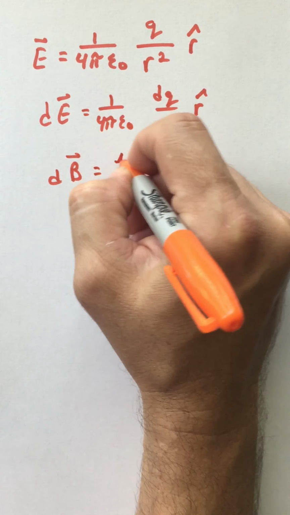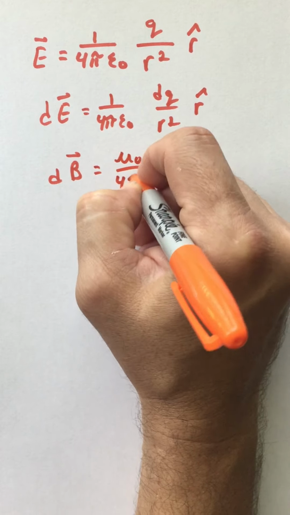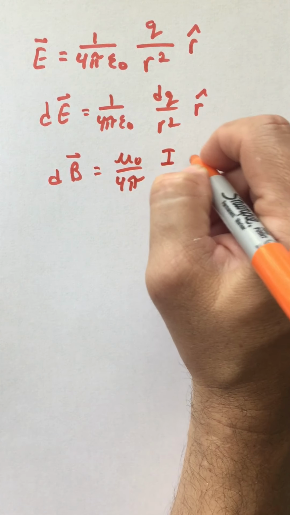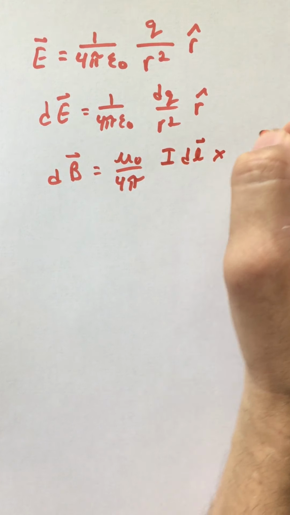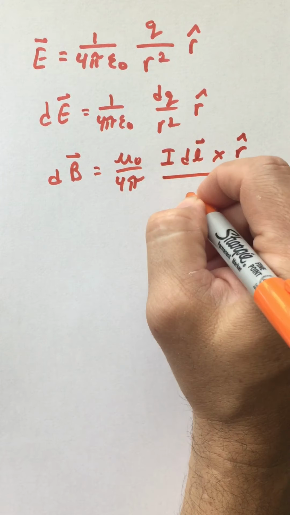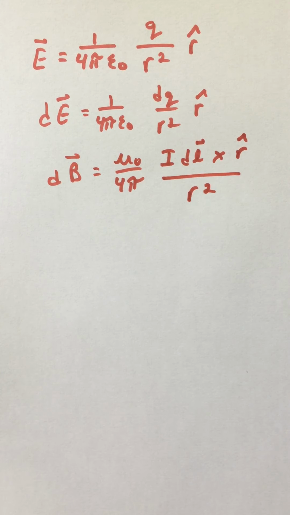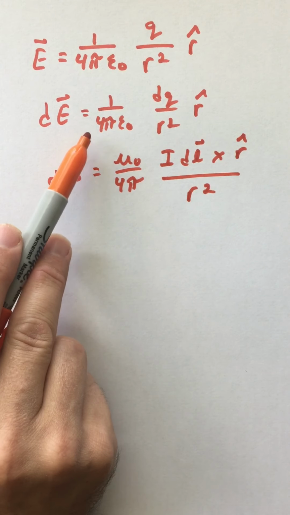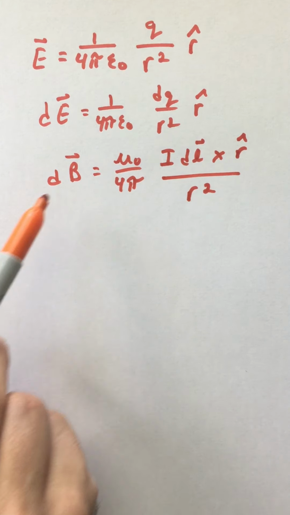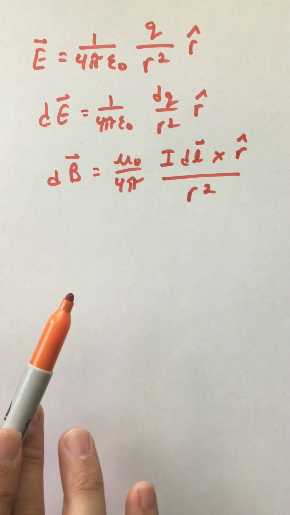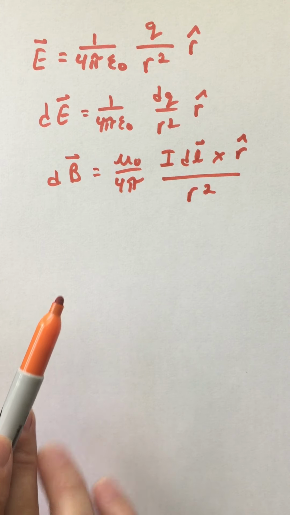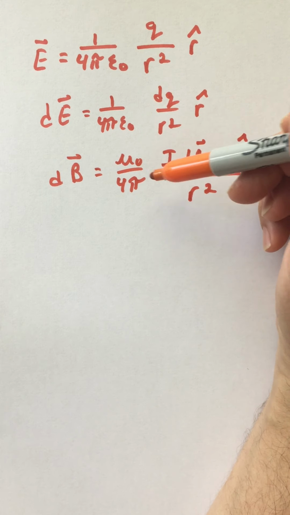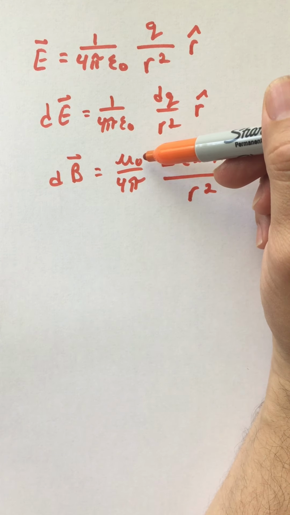So this is going to be mu naught over 4 pi times I dl cross r hat over r squared. So first, let's take care of the constants over here. There's some similarities here. I've got a 1 over 4 pi, I've got a 1 over 4 pi. As you can probably imagine, this comes out of the geometry. The difference is my constant. The electrical constant is epsilon naught, the vacuum permittivity of free space. This is called the magnetic permeability, mu naught.